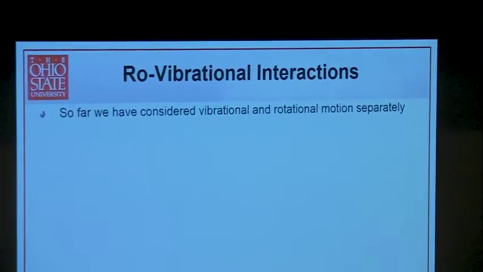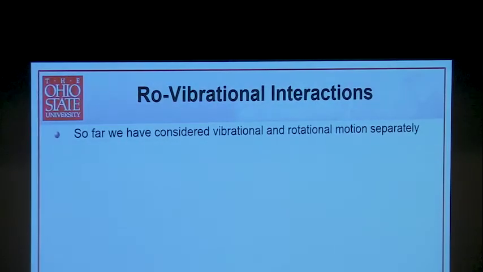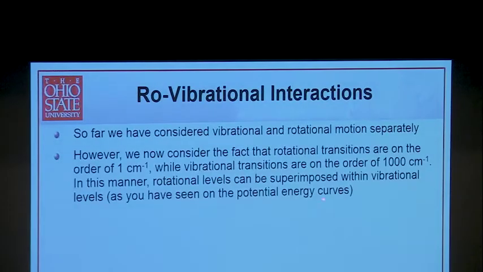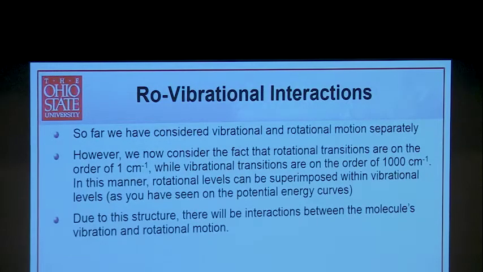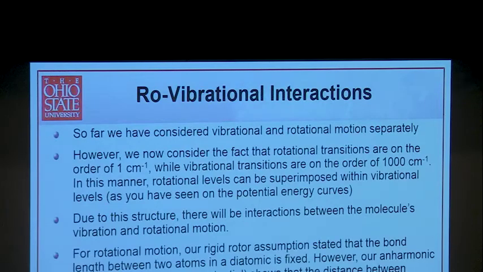Okay, so we've considered vibrational and rotational motion separately, but the thing to think about here is that rotational transitions are only on the order of a wave number, while vibrational transitions are on the order of 1,000 wave numbers. In this manner, the rotational levels, as we've seen on the graphs, are superimposed on the vibrational levels. Okay? So you have interactions between the rotation and the vibration. You have to have interaction between these two. And so we get something called a rovibrational spectra.